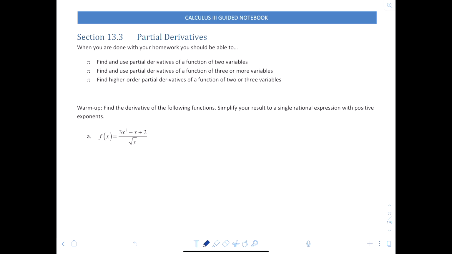So we'll be finding and using partial derivatives of a function of two variables, a function of three or more variables, and then also looking at finding higher order partial derivatives of a function of two or three variables.